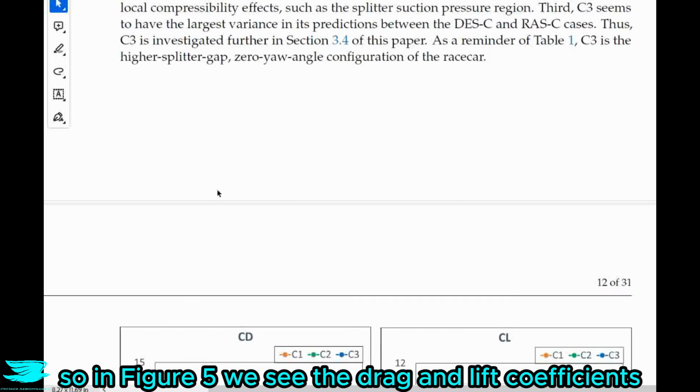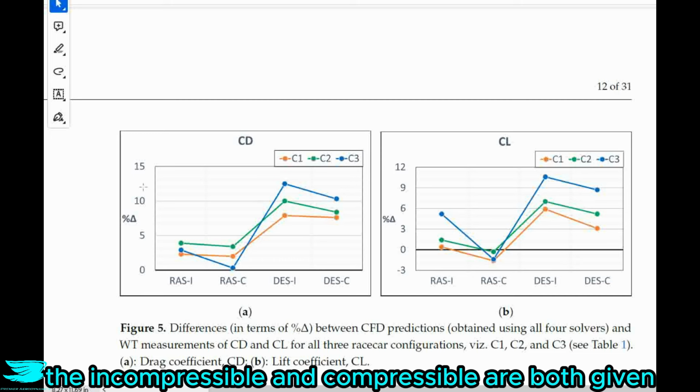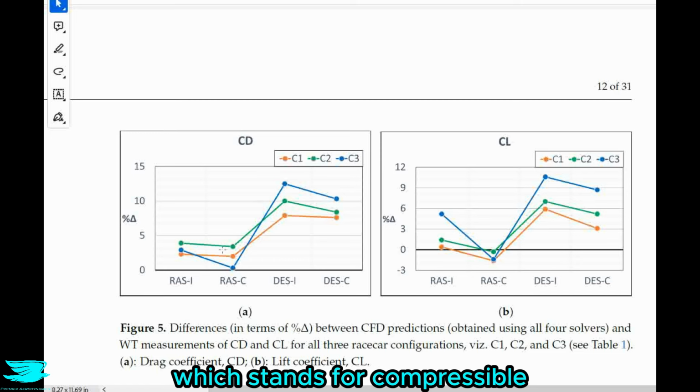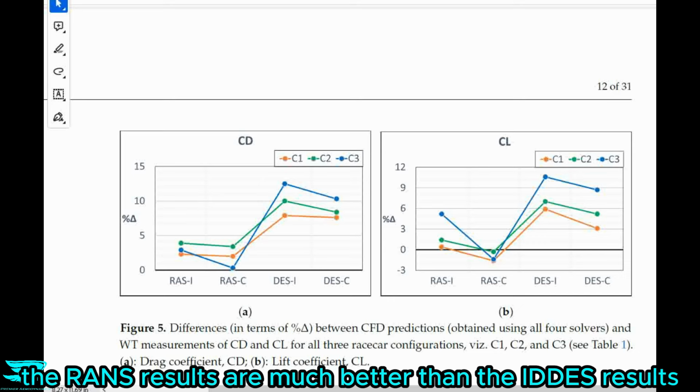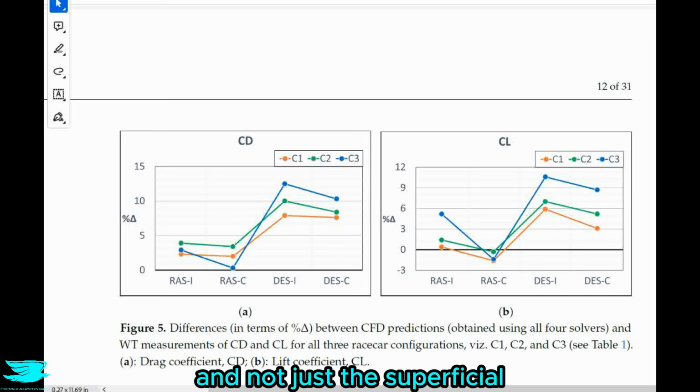So in figure 5, we see the drag and lift coefficients in the left and right respectively. The compressible and incompressible are both given, which is cool. So you have C and I, which stands for compressible and incompressible respectively. And surprisingly, the RANS results are much better than the IDDES results, but we'll see later if that is actually the case once we dig more into the results and not just the superficial overall drag and lift values.